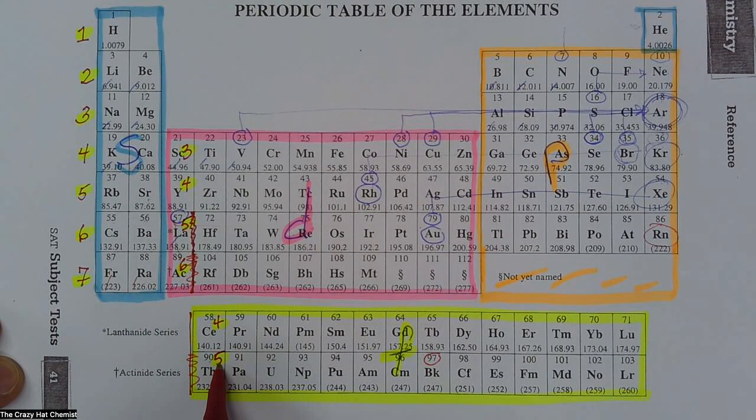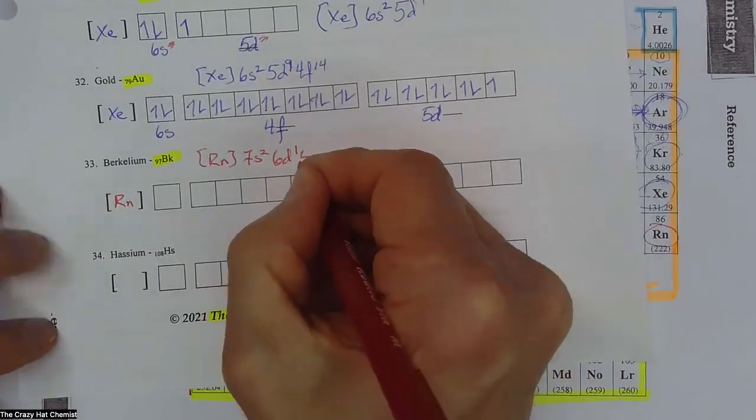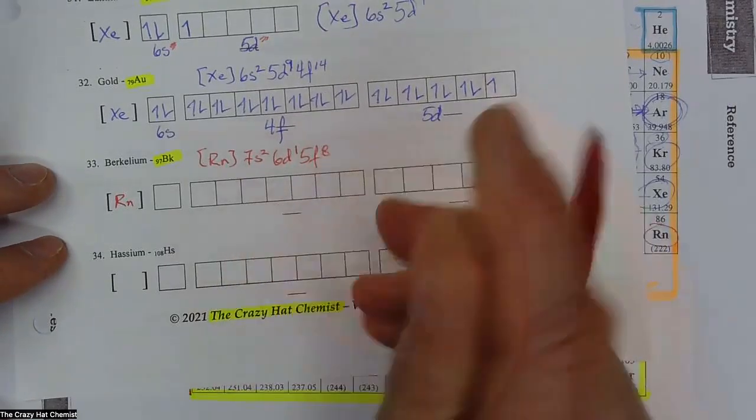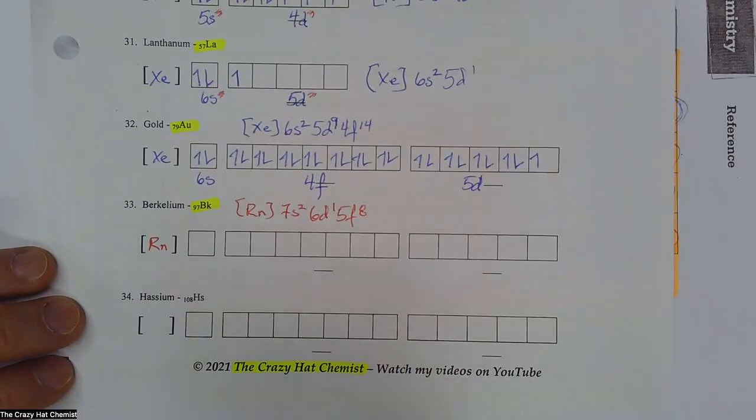90 is right here. That's a 5F. 5 and F. So 5F 1, 2, 3, 4, 5, 6, 7, and 8. 5F8. And again, what we need to do is count the boxes.